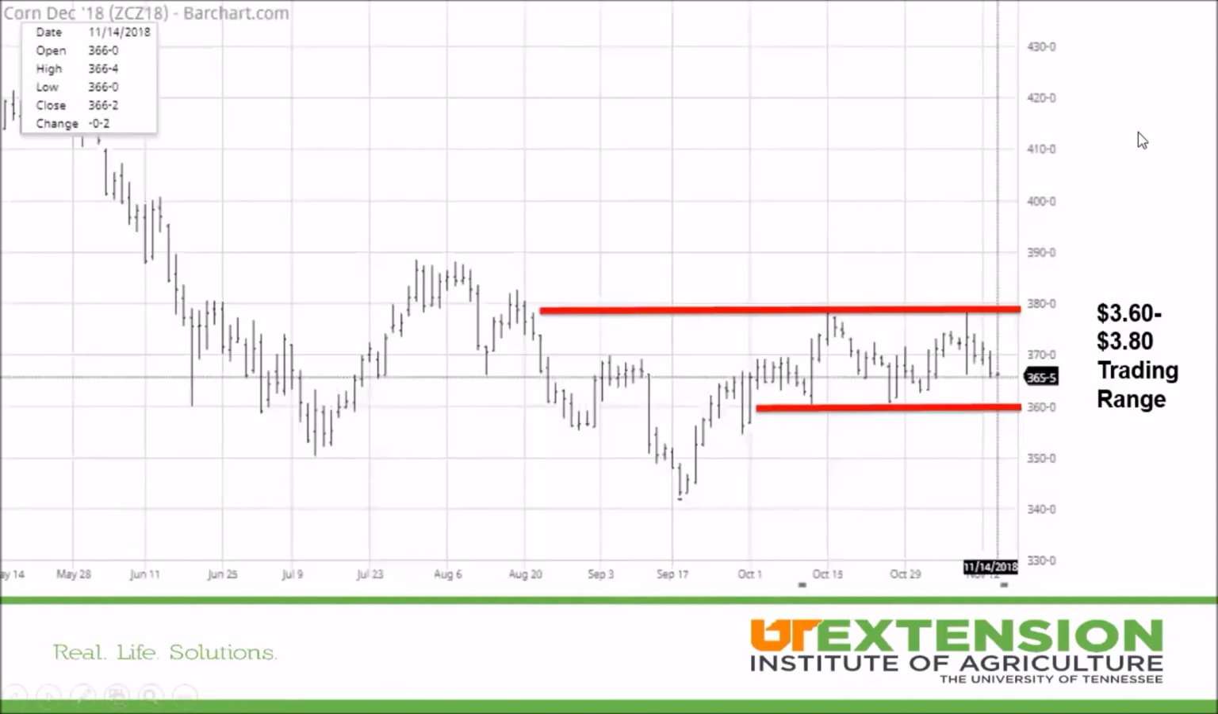Now, as we look to the rest of 2018, this is the December 2018 corn futures contract. What we've seen is a very consistent trading range since about October 1st, where we've traded between 360 and 380. I would anticipate that to continue, with issues such as trade issues with China and those types of things potentially providing a breakout one way or the other.